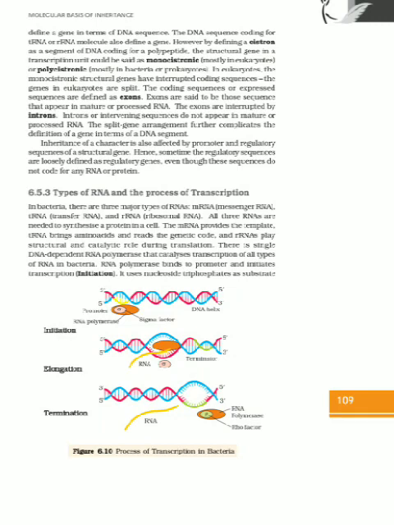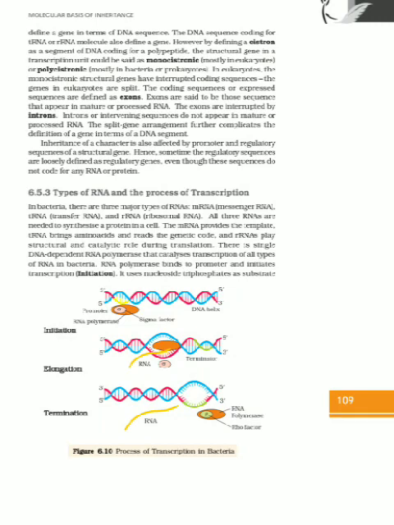In bacteria, there are three major types of RNAs: mRNA, messenger RNA, tRNA, transfer RNA, and rRNA, ribosomal RNA. All three RNAs are needed to synthesize a protein in a cell. The mRNA provides the template, tRNA brings amino acids and reads the genetic code, and rRNAs play a structural and catalytic role during translation. There is a single DNA-dependent RNA polymerase that catalyzes transcription of all types of RNA in bacteria.